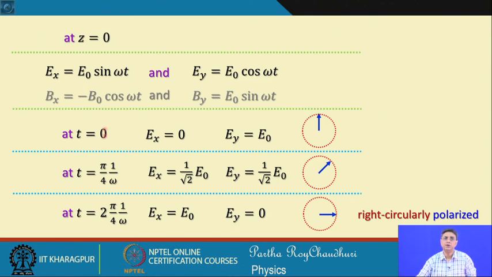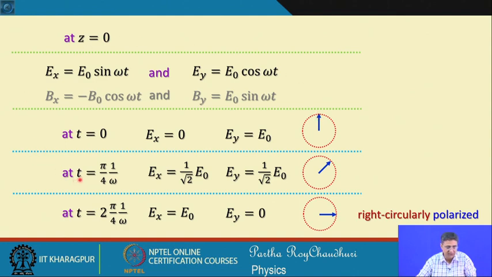Now, at time t equal to 0, that is at the initial time, and the position also at z equal to 0, you get that E x equal to 0, but E y equal to E 0, because cosine omega t will become 1, and E y equals the maximum amplitude E 0. So, this is your E y. So, the orientation of the resultant electric field is along this.